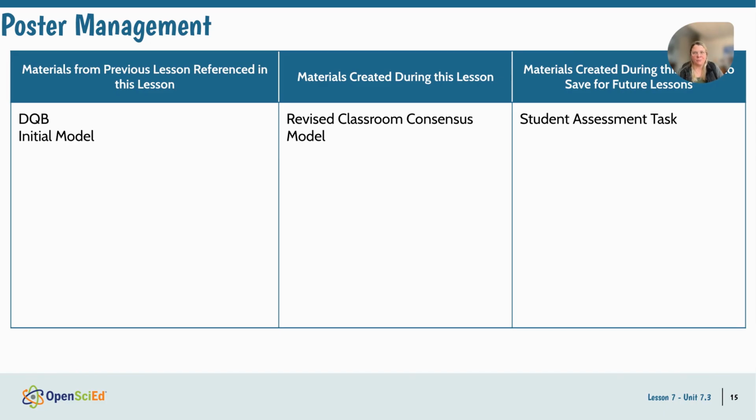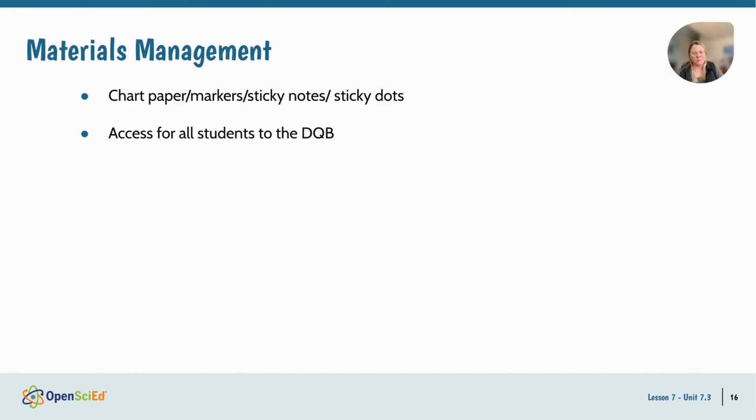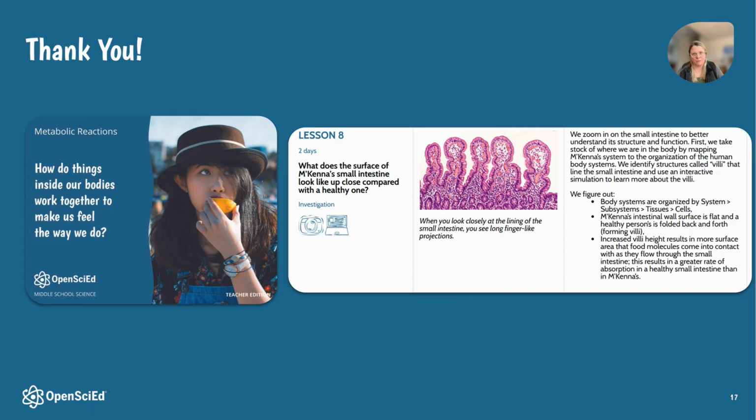In terms of poster management, there are a couple posters that you'll want to have available during this lesson, the first being the driving question board as well as your initial model. Then you're going to create the revised classroom consensus model when you're in your scientist circle, and if you so choose, you may want to co-create that progress tracker at this point. And then materials created during the lesson to save for future lessons would be the student assessment task, because you'll need to return that in the next lesson for the students to complete. Materials needed for this lesson include things like chart paper, markers, sticky notes, sticky dots, and access to the posters.